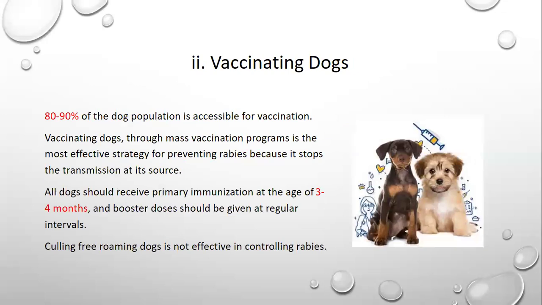Vaccinating dogs. 80 to 90% of the dog population is accessible for vaccination. Vaccinating dogs through mass vaccination programs is the most effective strategy for preventing rabies because it stops the transmission at its source. All dogs should receive primary immunization at the age of 3 to 4 months, and booster doses should be given at regular intervals. Culling free roaming dogs is not effective in controlling rabies.